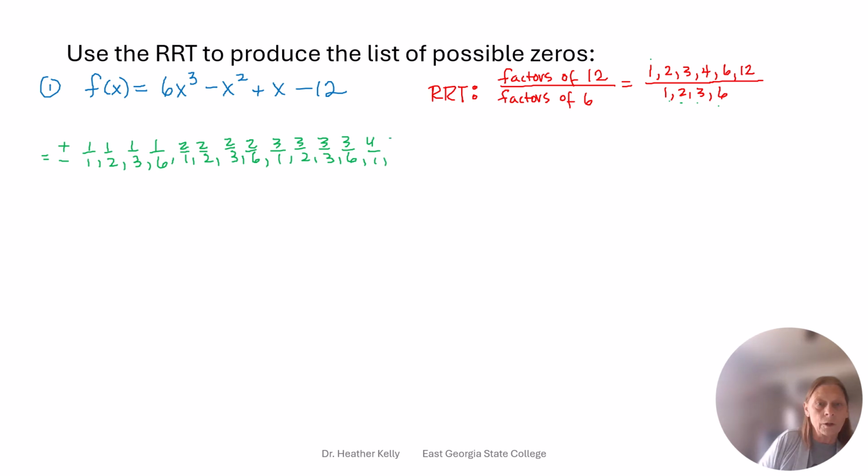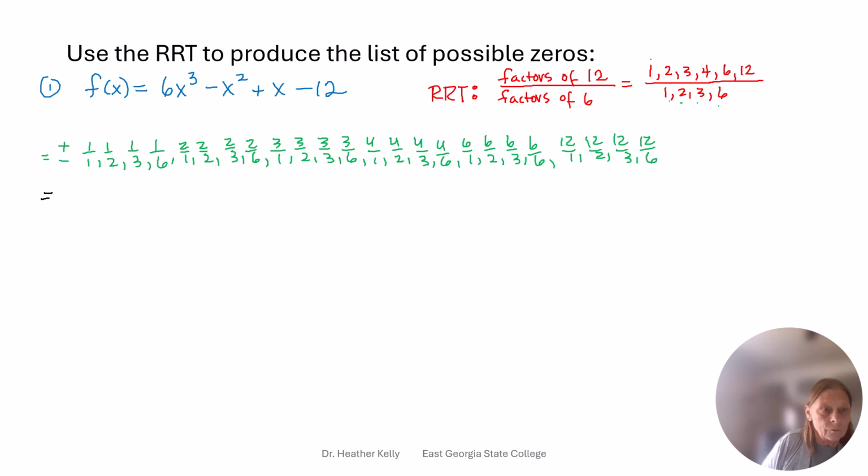4 over 1, 4 over 2, 4 over 3, 4 over 6, 6 over 1, 6 over 2, 6 over 3, 6 over 6, 12 over 1, 12 over 2, 12 over 3, 12 over 6. Okay, and then I go through here and I just kind of clean them up.